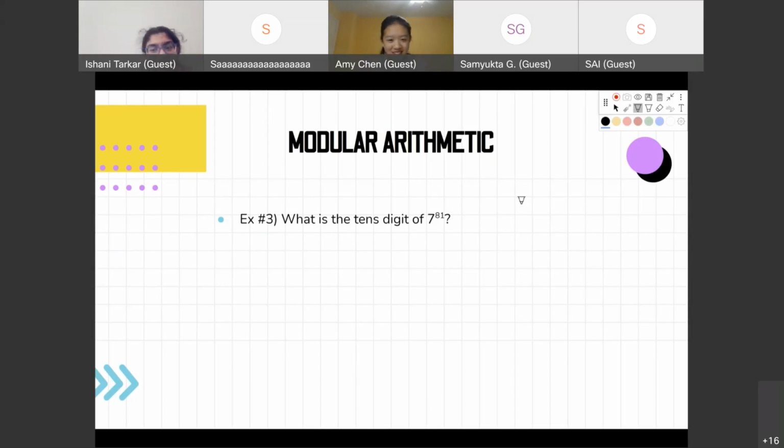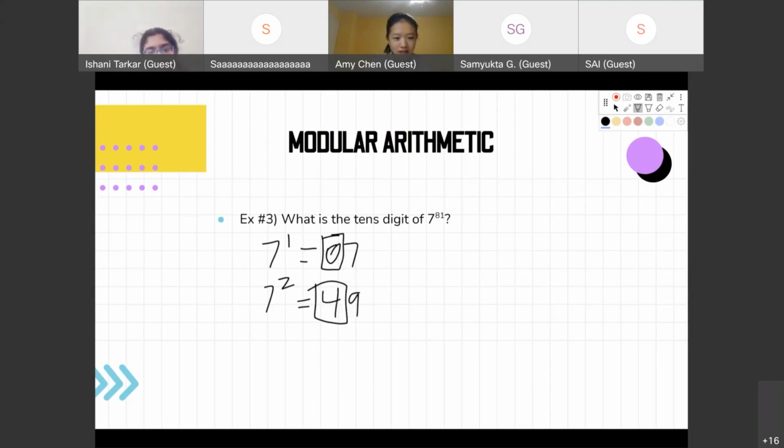Okay, so the tens digit of 7 to the 81. Let's just start. 7 to the 1 is 07, so the tens digit here is actually 0. It's kind of an invisible 0. 7 to the second power is 49, so the tens digit is 4. 7 cubed is 343, so the tens digit is 4. 7 to the 4 is 2,401, so the tens digit is 0.